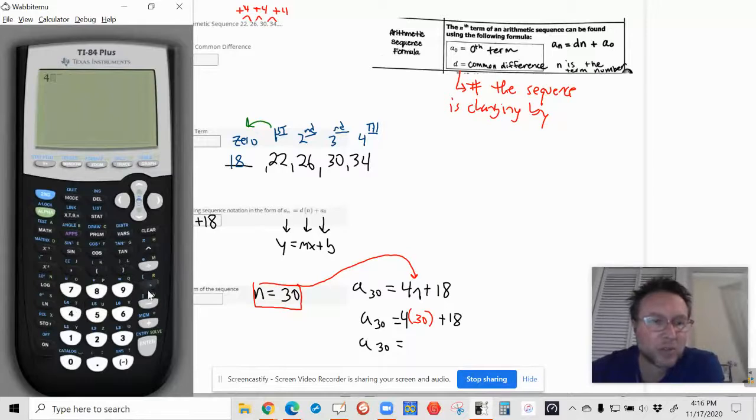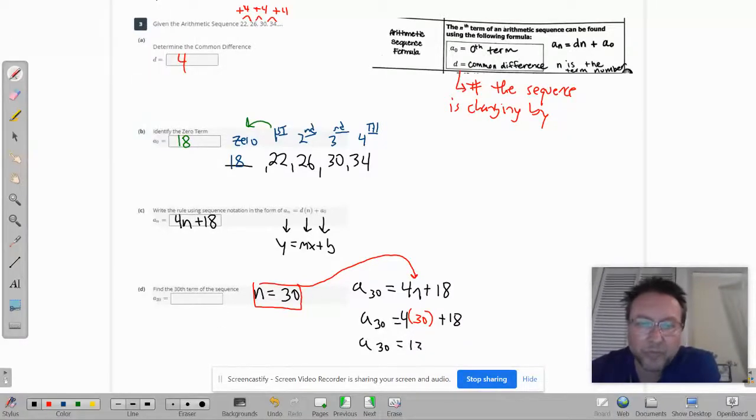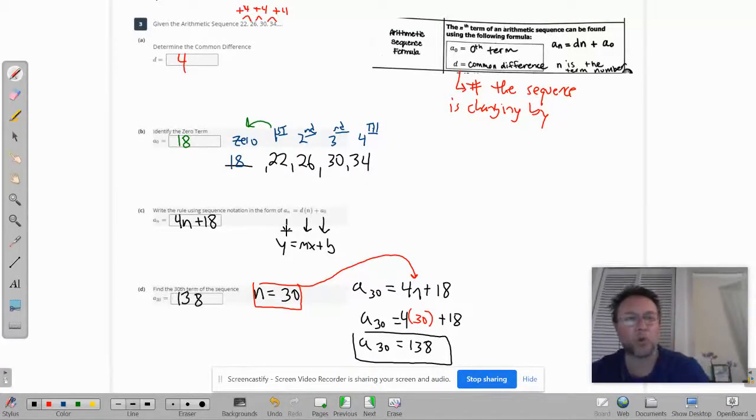So let's do 4 times 30, which is 120, plus 18. And so we get 138. So if we kept counting by 4s, and we did that 30 times, we end up at 138. All right, so that's number 3. Pause here and try number 3 on the puzzle.